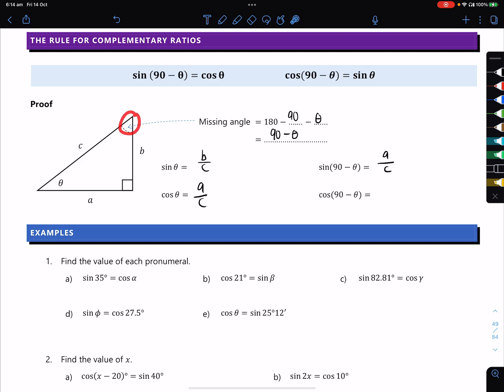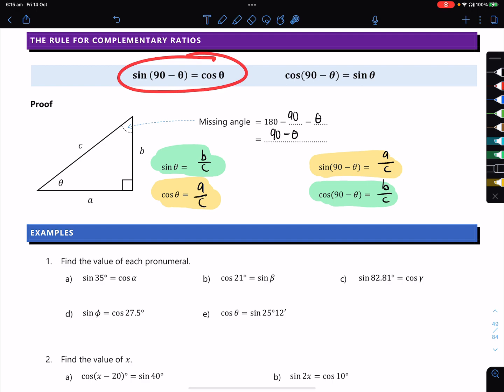Cosine of this angle is now going to be adjacent, which is B, over hypotenuse, which is C. So you can now see that sine of theta, which is B over C, is equal to cosine of 90 minus theta, which is also B over C. Hence this statement is true. Whereas sine of 90 minus theta equals A over C equals cosine of theta, which is also A over C, which means this is true.